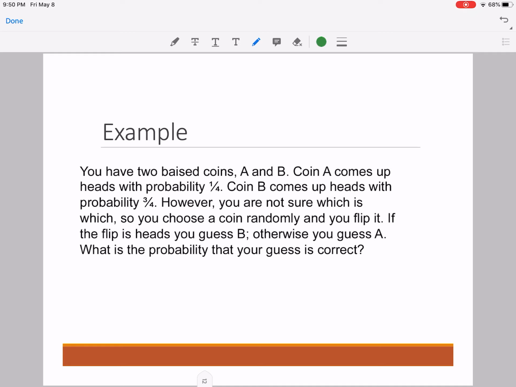Carefully observe that this can be solved using the law of total probability, because my event is guessing the correct item, and it can come from different sources. It can come from either source A, coin A, or source B, coin B. So you can try to apply the law of total probability right here, and then I'm going to give you the solution once you're ready.